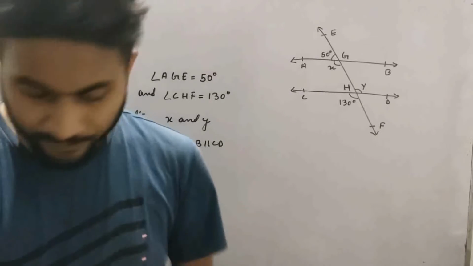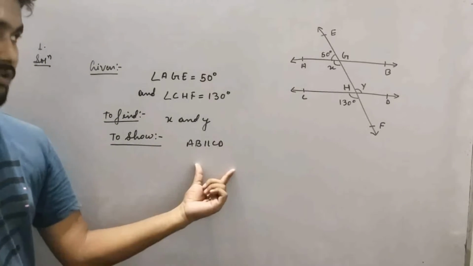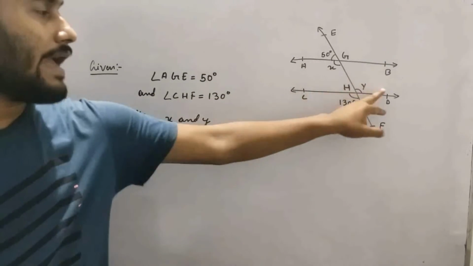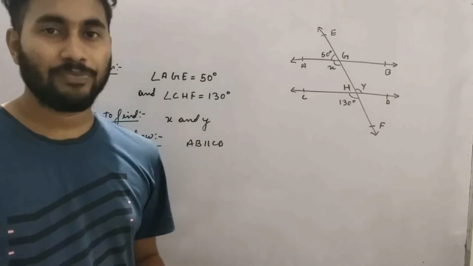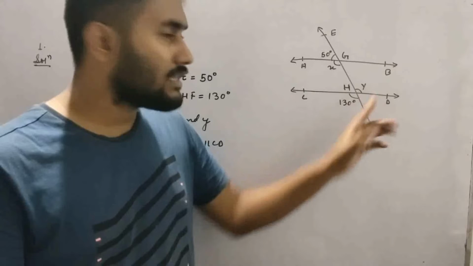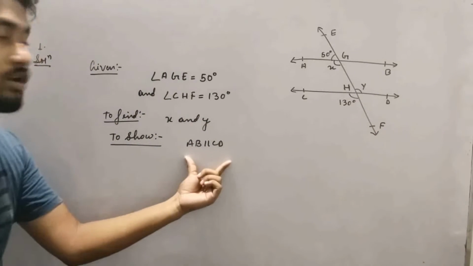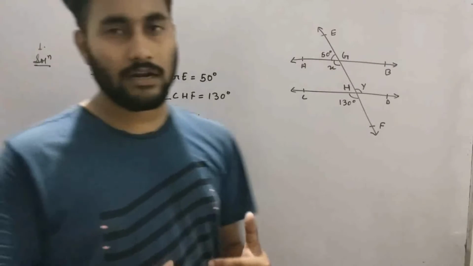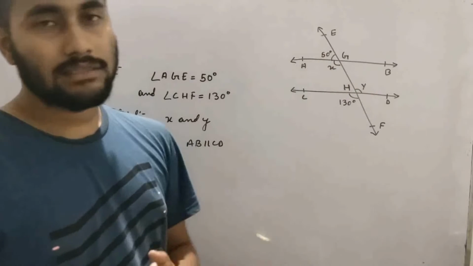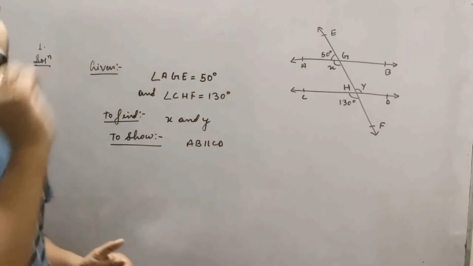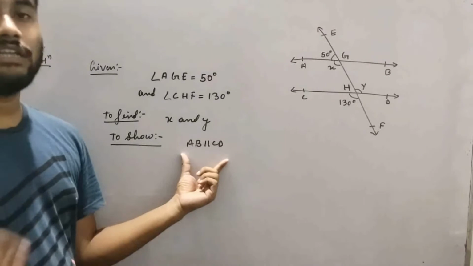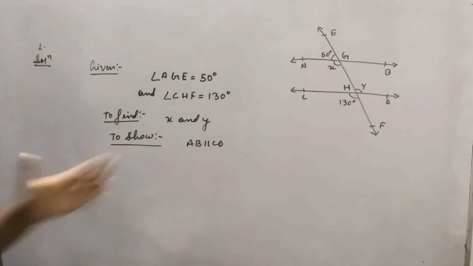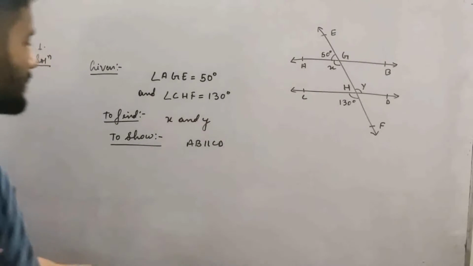Understood? In this question, we have to show AB is parallel to CD. It is not given that AB is parallel to CD, so you cannot say that X and Y are alternate angles. It looks right, X and Y do look like alternate angles, but it is not said in the question that AB is parallel to CD. We have to prove it. So I cannot say that X is equal to Y directly and write the reason alternate angles. Because it is not given, you cannot use it. Simple thing. So now let us start the question.